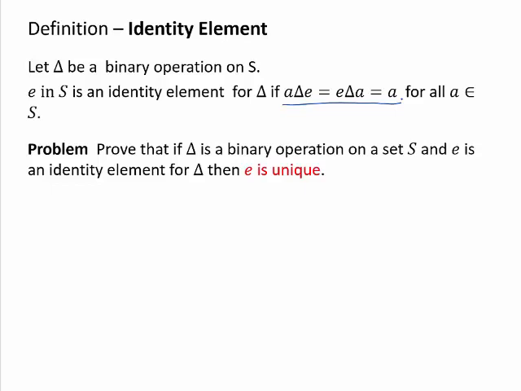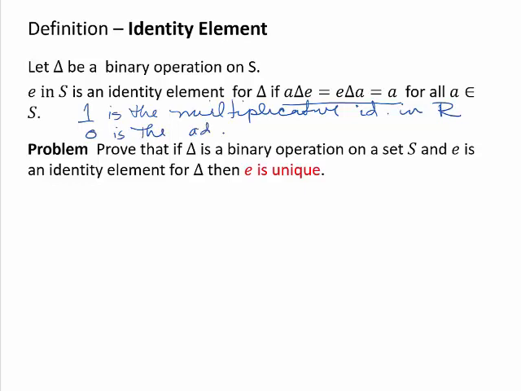An example, well, you know that 1 is the multiplicative identity in, we could say in R, Q, or Z. I'll just say R. And 0 is the additive identity. I'll put R, but it's R, Q, or Z under the operation plus.